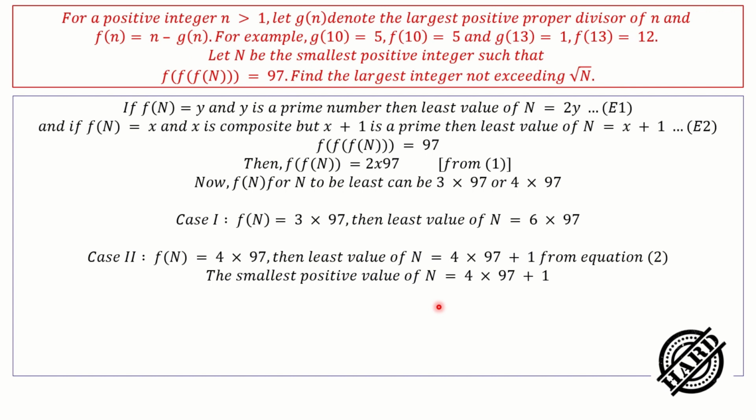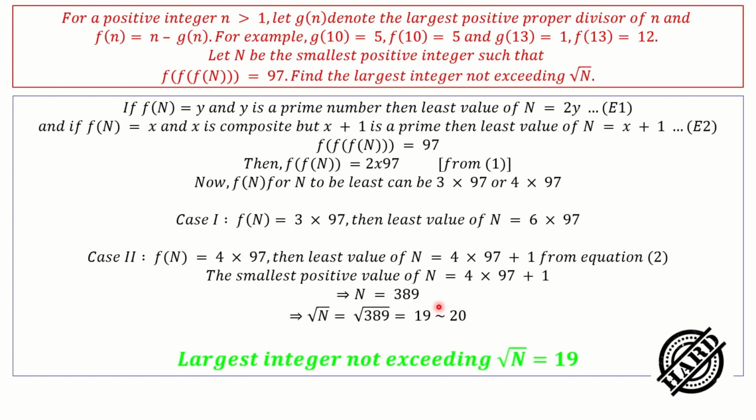Then we need to find the square root of n. n is 389, and the square root of n ranges from 19 to 20, not exceeding the square root of n. So it cannot exceed. If you take 20, it exceeds. 19 won't exceed. So 19 is the largest integer possible, which is 19.